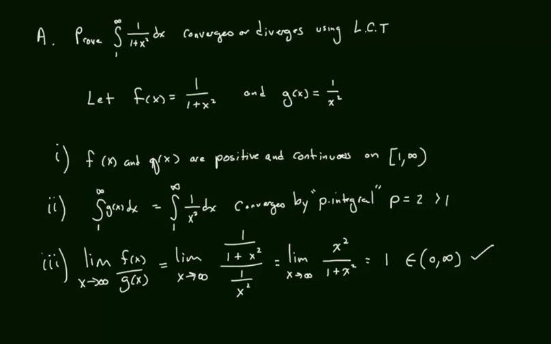What will that mean? It doesn't mean converge. It doesn't mean diverge. It means it will do the same as g of x stated in part 2. So therefore, the integral from 1 to infinity of f of x dx equals the integral from 1 to infinity of 1 over 1 plus x squared dx, which converges also by the limit comparison test.